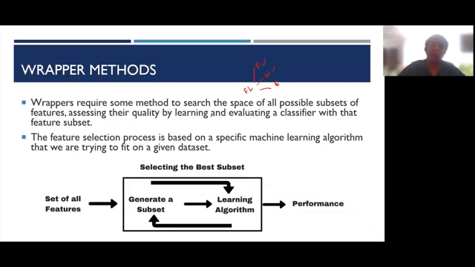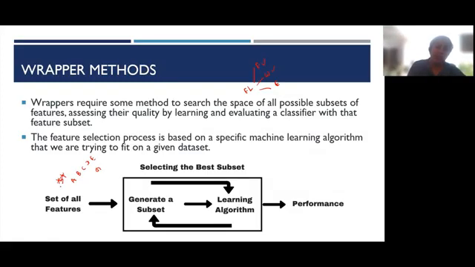Wrappers require some method to search all possible subsets of features, assessing their quality by learning and evaluating a classifier with that subset. Right? So what you do here, students, is you generate a subsets. You have all the features. Let's say A, B, C, D, E, F. Likewise, you have all the features.